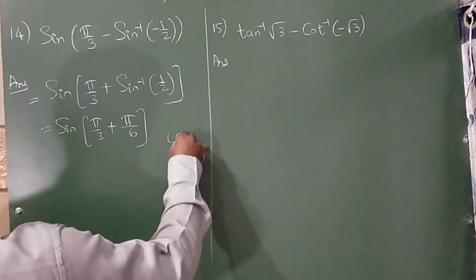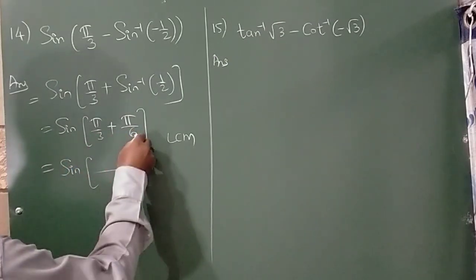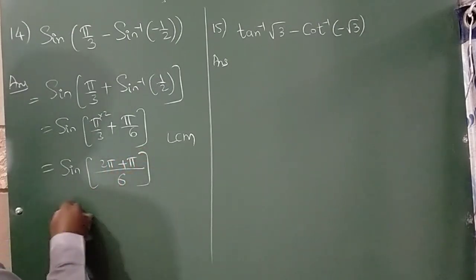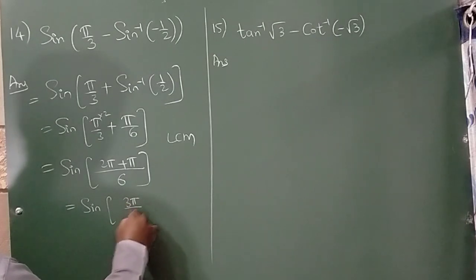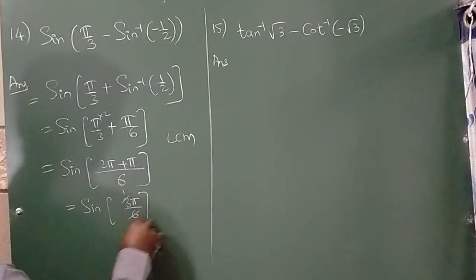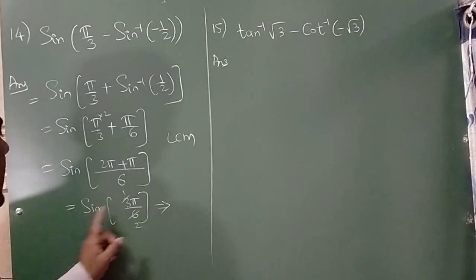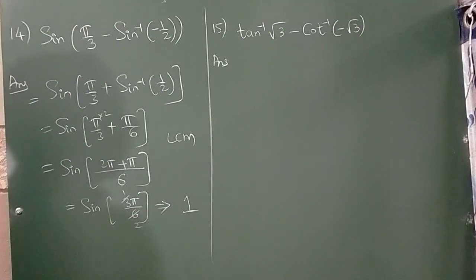Fine. Now I'll take LCM of this. So 6. So into 2. So it will be 2 pi plus pi. So sine 2 pi plus pi is 3 pi upon 6. 3 ones are 3, 3 twos are 6. So it is pi by 2. Pi by 2 means 90 degree. Sine 90 is 1. So the final answer is 1 here.